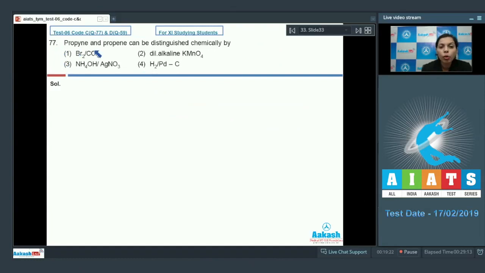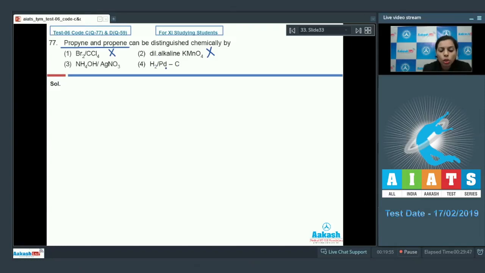Question number 77. Propyne and propene can be distinguished chemically by. Both of these are unsaturated hydrocarbons. And that's why if you add bromine in the presence of CCl4, there would be decolorization by both of them. It means you are not able to distinguish using these reagents. Further, dilute alkaline KMnO4: being unsaturated hydrocarbons, they are both able to decolorize this KMnO4 also. You cannot differentiate these two.